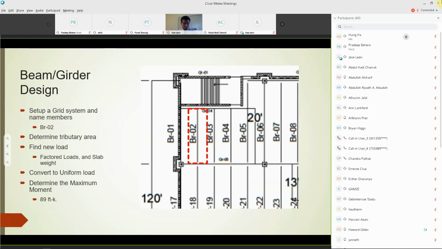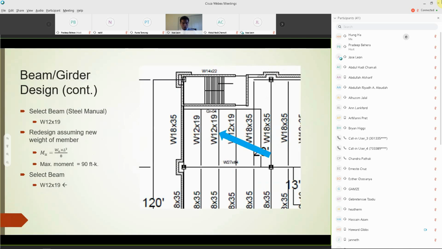Now to our beams. We first would have to set up a grid system, and for this example, we would have to determine the tributary area of BR02. We would then apply the factored loads from before and also consider the slab weight. We would convert this to uniform load and determine the maximum moment and then select a beam. With the selected beam, we would redesign for the moment with the weight of the member that we selected in consideration, and then select our final beam.